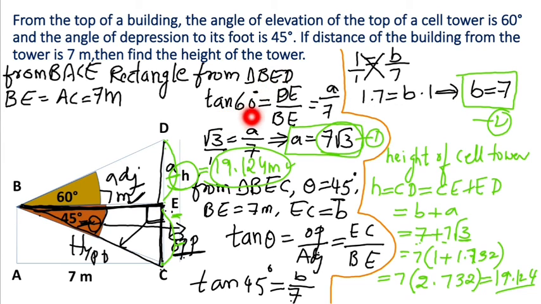So, tan theta is nothing but opposite by adjacent. So, from this we get DE by BE. So, DE is nothing but small a and BE is nothing but 7 meters. So, tan 60 degrees value is root 3. So, root 3 is equal to a by 7. By doing the cross multiplication, we get a value.